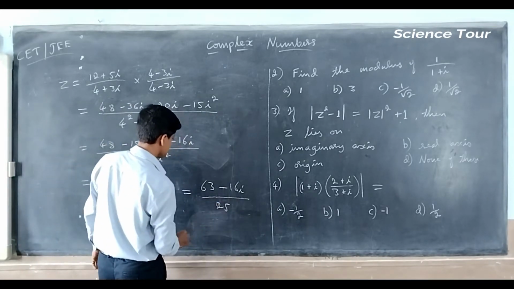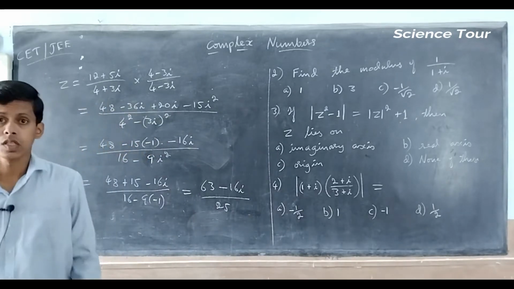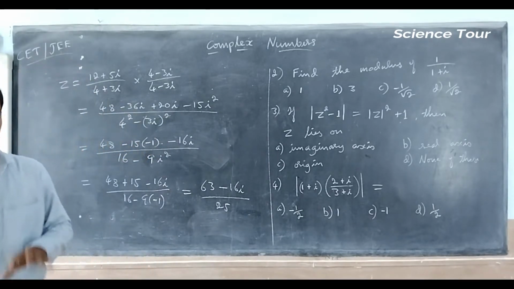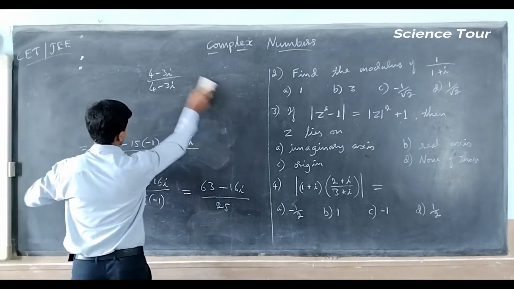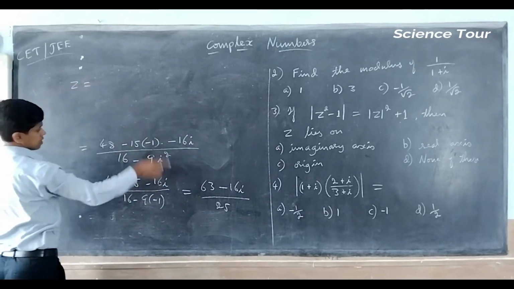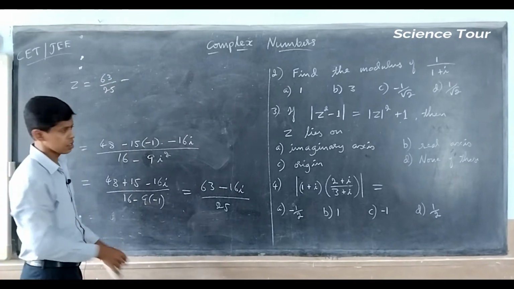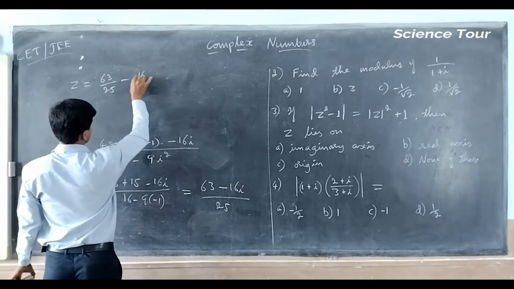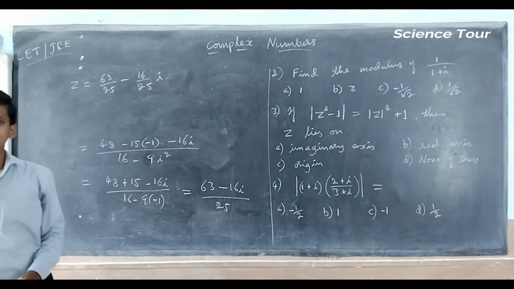So if you just split this, you will get the complex number z. We have not yet got the conjugate of it. So what is the complex number, the given complex number z? That is 63 divided by 25 minus 16 by 25i. So this is the given complex number.